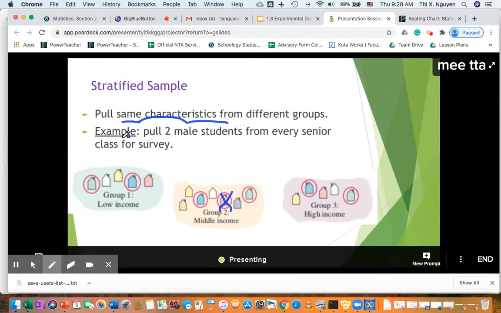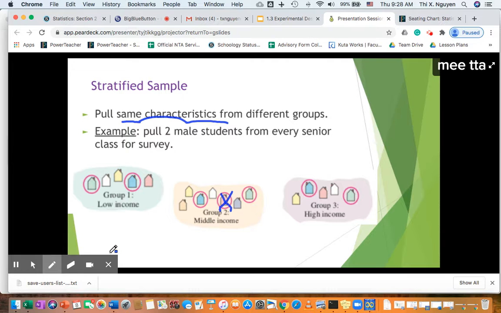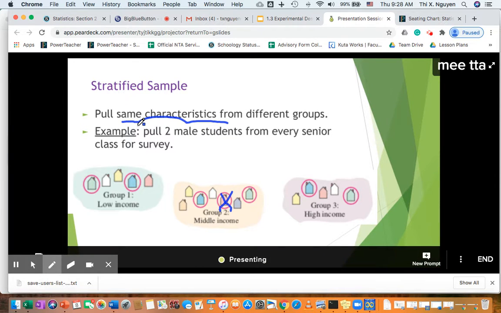Okay, so that's stratified. So that's different than random. You have a purpose and you know exactly who you want from each group. Okay, so that's the difference. So same characteristic from different groups. Again, the one that I X out, that is a mistake. I should not circle that. Okay. Questions for me?